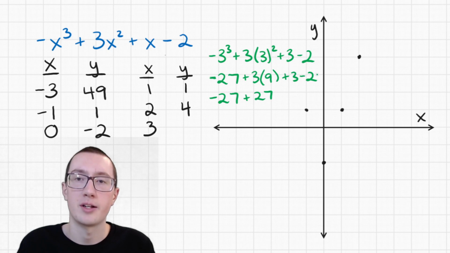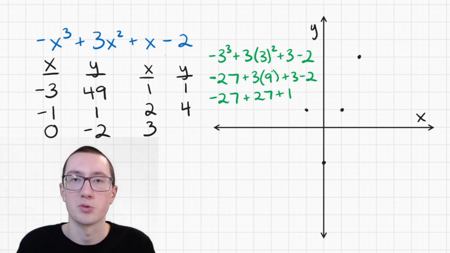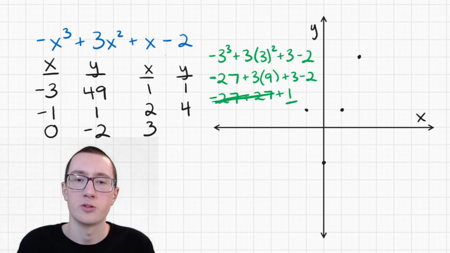Plus 3 minus 2. 3 times 9 is 27, so plus 27. And then plus 3 minus 2. 3 minus 2 is 1, so we're going to have plus 1. -27 and plus 27, those cancel out, right? Those just equal 0. So we're going to have 0 plus 1, which is just 1. So 1 is our answer. So let's go ahead and put in 1 on our table and plot this point.